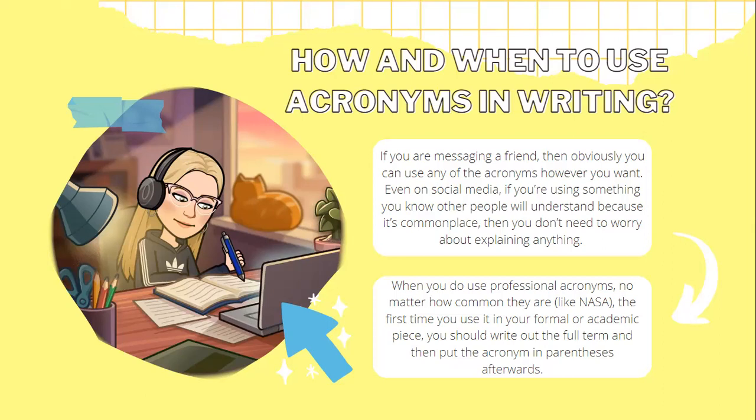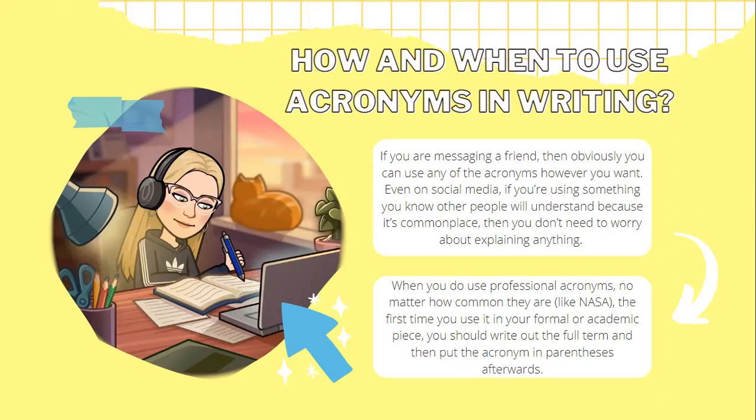Es decir, si estás mensajeando con algún amigo, con algún familiar, con alguien que tienes mucha confianza, podemos utilizar estos popular and internet acronyms, ¿verdad? Y no hay necesidad de a veces estar explicando tanto porque es un acrónimo en teoría usual.